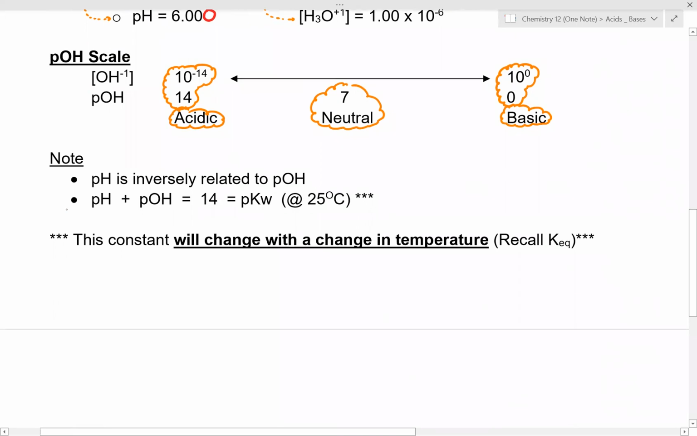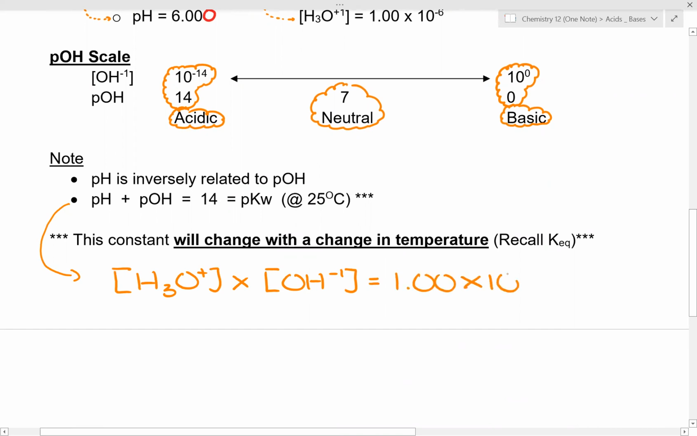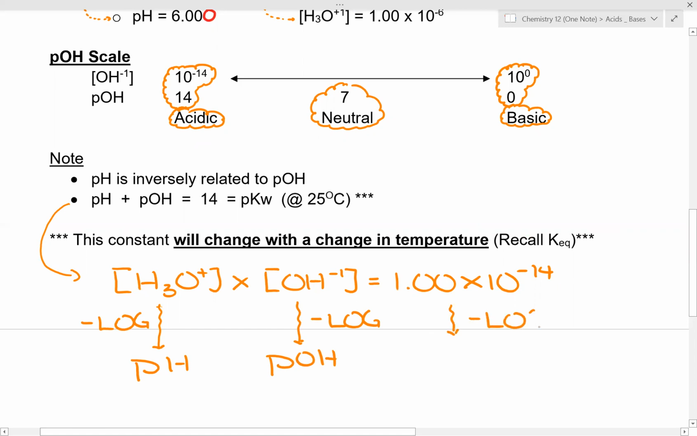Now, I just want to show you how this is related to, some of you are familiar with this, H3O plus times OH minus 1 is equal to 1.00 times 10 to the negative 14. Now, if we took the negative log of everything, this would be pH. This, if we took the negative log, would be pOH. And if we took the negative log of this, this would be equal to 14.